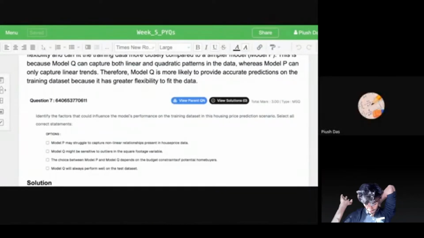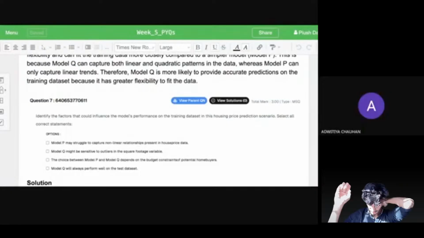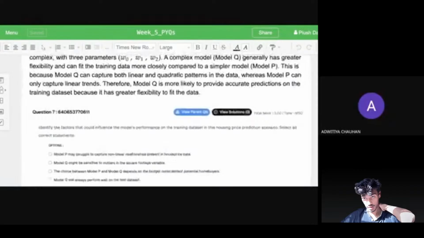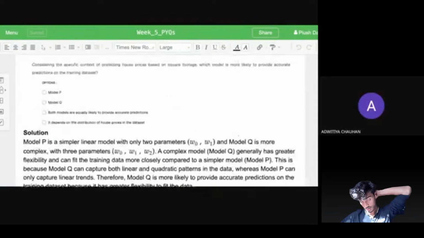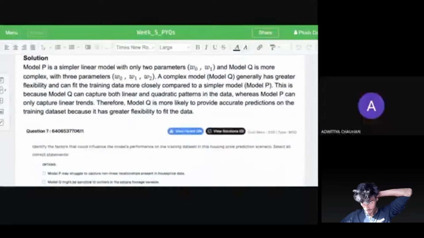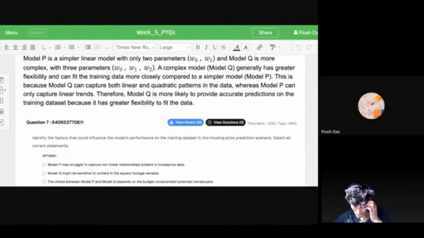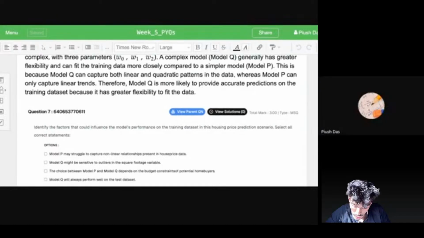Yes, sir. Sir, the option has been phrased incorrectly. The first option says that model P may struggle to capture the non-linear relationship. It should have been that model P will struggle to capture it, because it's not a probability, it's a certain event, since it's a linear model, right? No, we haven't seen the data, right? We don't know. It may or it might not. We only know that we have only 200. We don't know the exact data points. So it may or it might not also be possible, right?